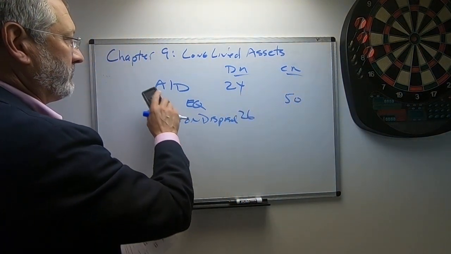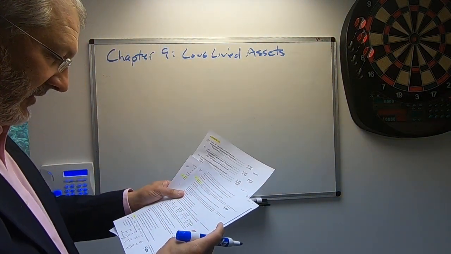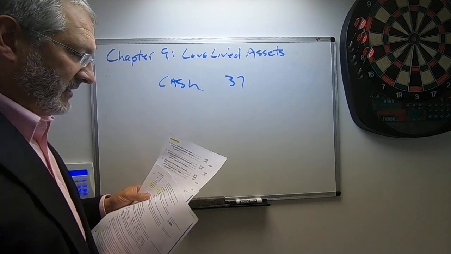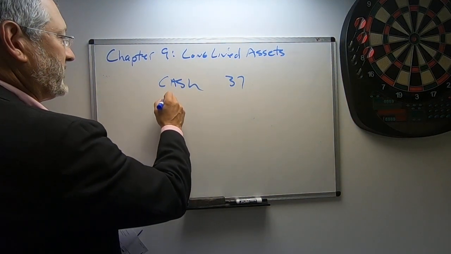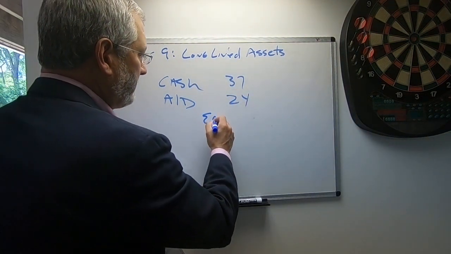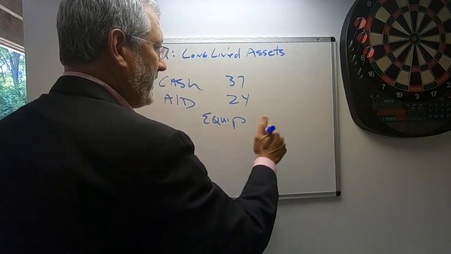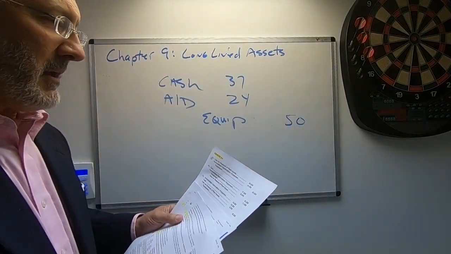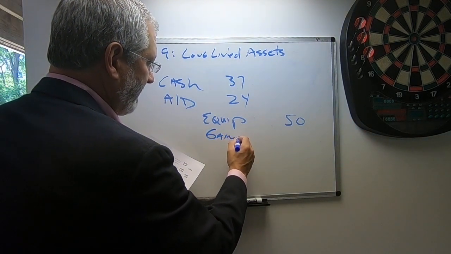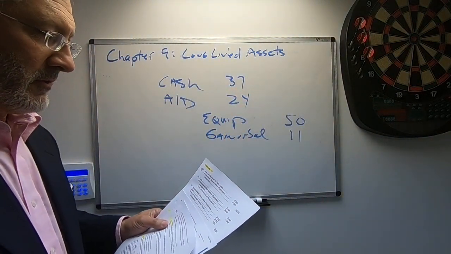The order of your debits and credits really doesn't make a difference, as long as they equal 50 and 50. The second scenario is where they sell that asset for $37,000 cash. So receive the cash of $37,000, remove the accumulated depreciation with a debit of $24,000, remove the equipment with a credit for $50,000, and in order to make my accounts balance, I have a gain on sale of 11. Debits have to equal your credits.